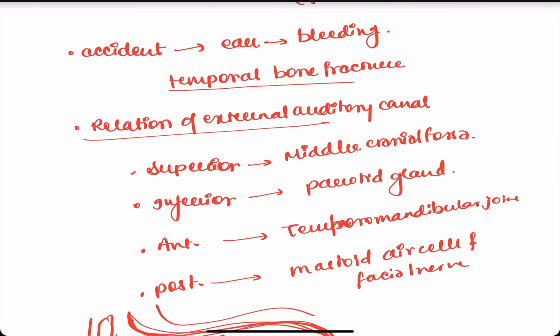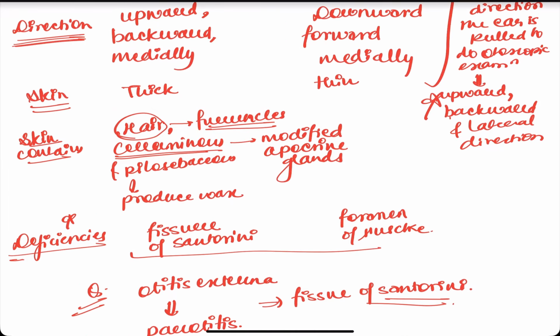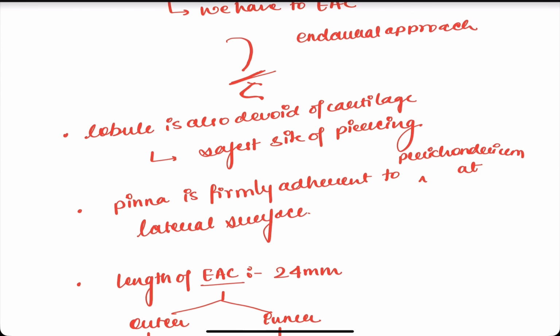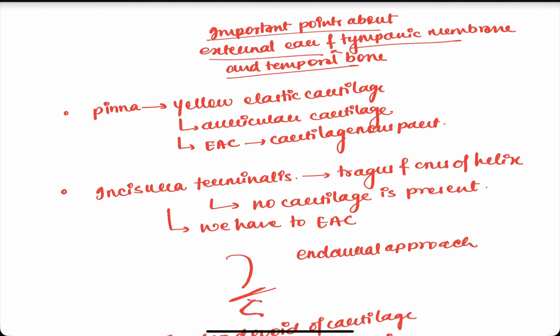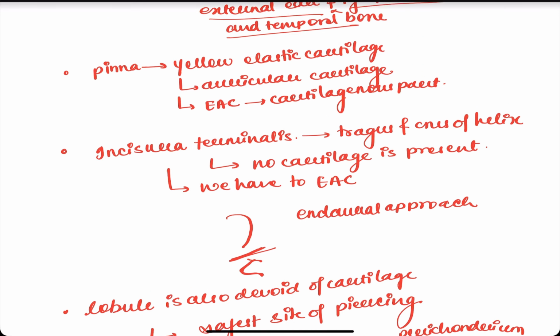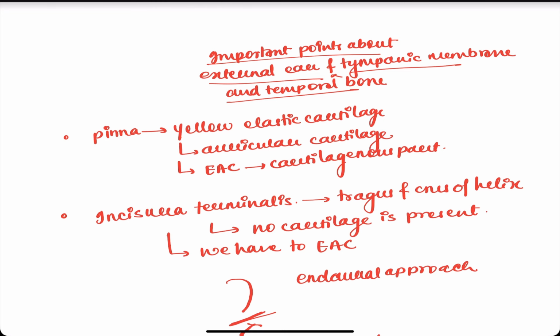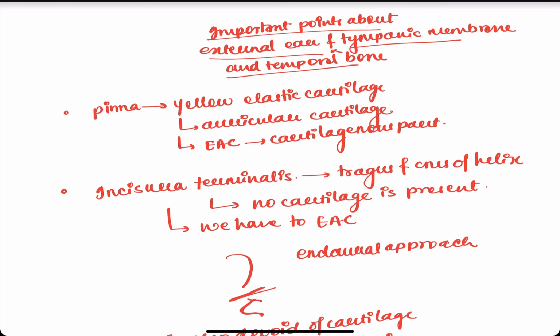So this is all about the important points of the external ear, the nerve supply of the external ear, the fracture of the temporal bone, and the boundaries of the external auditory canal, and some more details about the external auditory canal, the nerve supply of the tympanic membrane, the surfaces of the tympanic membrane. So these are the important points from which the NEET PG questions can be made. So please study it in detail.